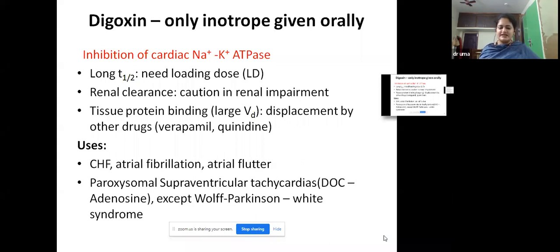It is used in congestive heart failure, atrial fibrillation, atrial flutter, and paroxysmal supraventricular tachycardia. But the drug of choice for PSVT is adenosine, though digoxin is used in this condition. But it should not be used in Wolff-Parkinson-White syndrome because it decreases the conduction only in the AV node, but not in the aberrant pathways. So it is not used in Wolff-Parkinson-White syndrome.